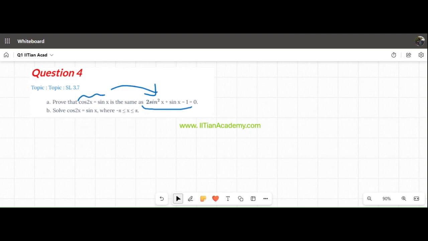So for our next question, part B, we're asked to solve the equation cos 2x equals sine x over the interval x is greater than or equal to negative pi, and x is less than or equal to pi. And so from the first part of the question, we know that cos 2x equals sine x is also the same as 2 sine squared x plus sine x minus 1 equals 0.